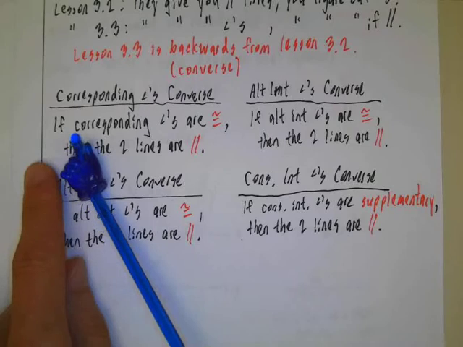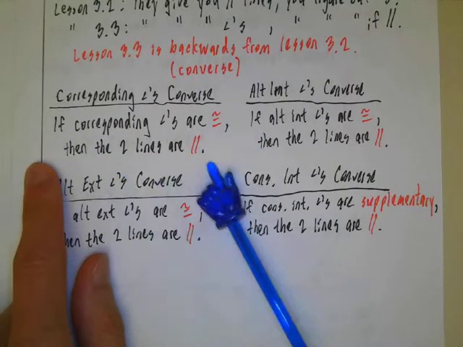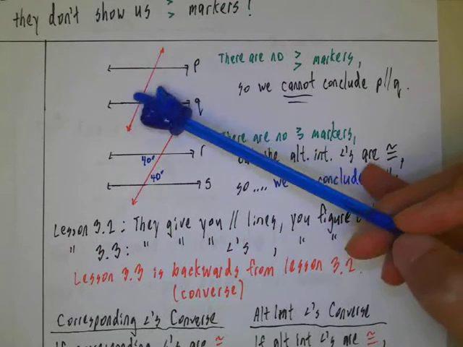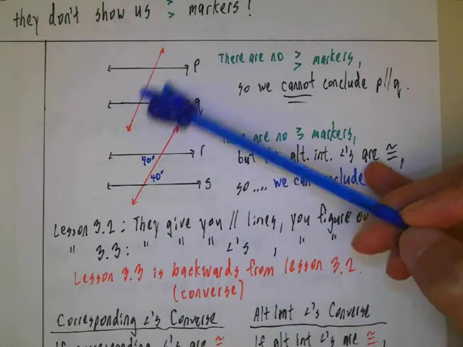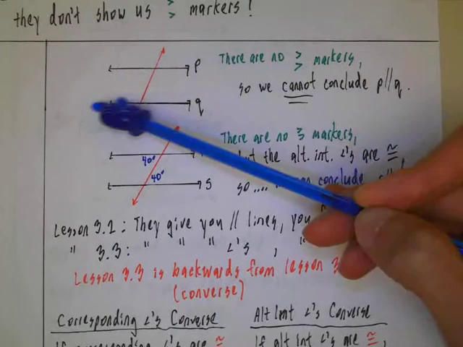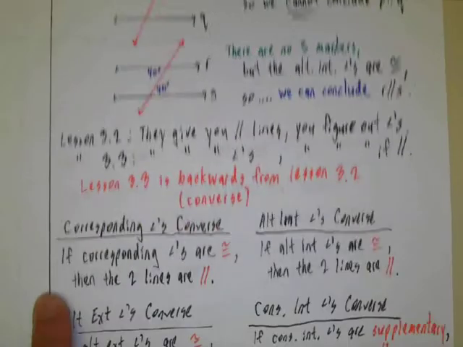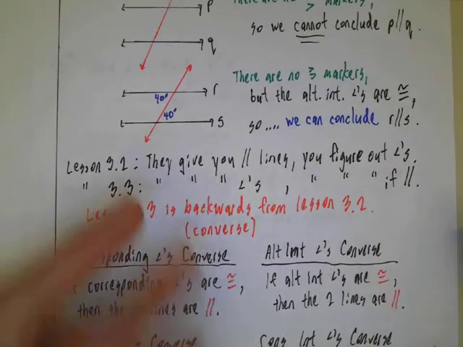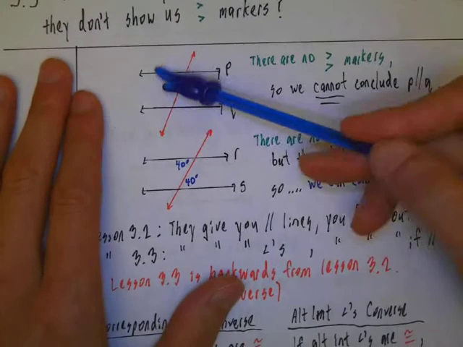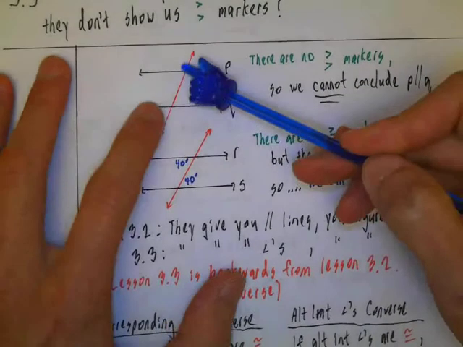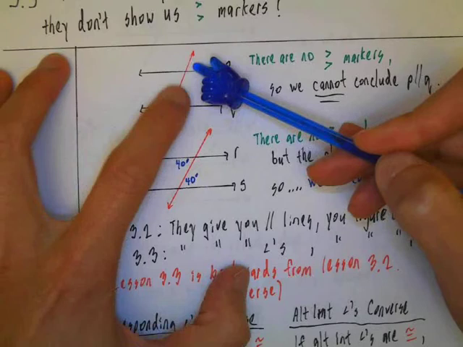So let's look at this one. If corresponding angles are congruent, then the two lines are parallel. So if you look at a diagram, they show a pair of corresponding angles having the same measure, you can automatically conclude the lines are parallel. That was reversed from lesson 3.2. In lesson 3.2, I showed you two parallel lines, and then you can say, oh, those pairs of corresponding angles are congruent. So let me go over an example.